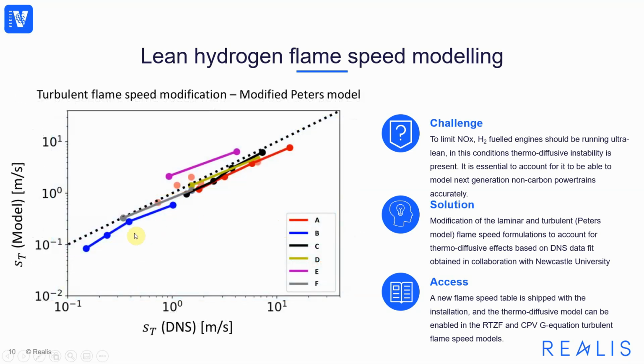Next, we can see a comparison of the turbulent flame speed predicted by VECTIS on the y-axis and by the DNS on the x-axis over a large range of pressure, temperature, and equivalence ratio conditions denoted by A to F, for which a sweep in turbulence intensity was computed. Again, an excellent agreement between the VECTIS model and the DNS is obtained.